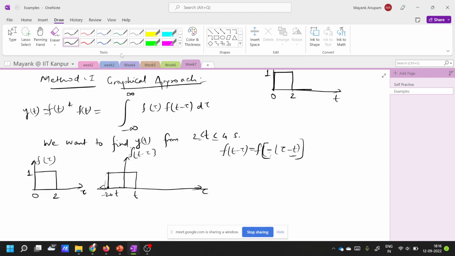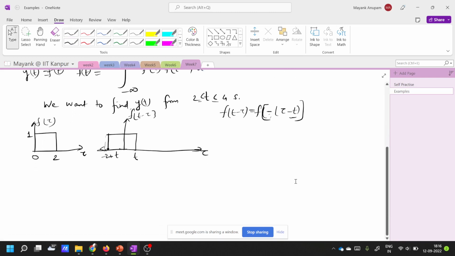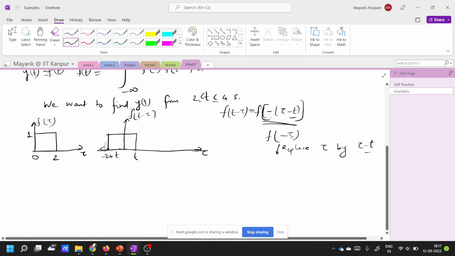Is this understood? No, sir. Okay. So how will you plot this signal? First you have to plot f of minus tau, isn't it? After that you have to shift this. You have to replace tau with tau minus t, right? If you replace tau by tau minus t, you will get this, and this is same as this, correct?